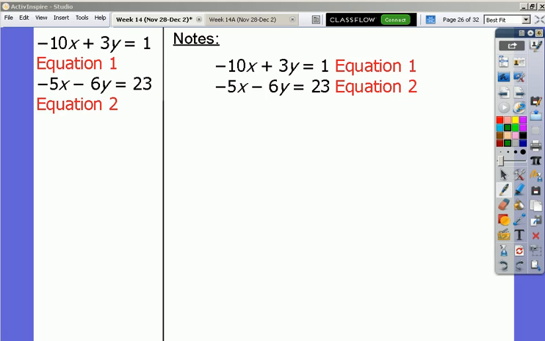Okay, so let's go ahead and go with the top one. So I'm going to multiply both sides of that equation by 2. Multiply by 2 here on this side. Multiply by 2 here.